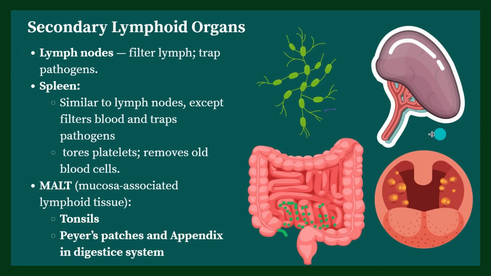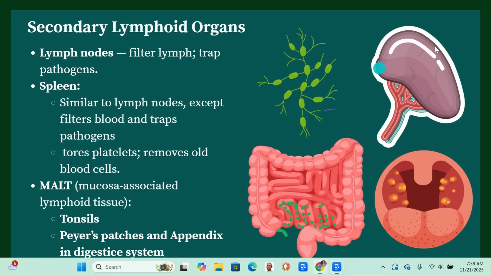Okay, so secondary lymphoid organs, of course, we've got the lymph nodes and we've got the spleen. So we know from the last video on lymph nodes that the lymph nodes will filter the lymph, which is the fluid of our body that's not in the circulatory system, and it traps the pathogens. The pathway for that is all described in my last video on the lymphatic system. And then the spleen is similar to lymph nodes, except that it filters the blood and traps the pathogens that way.